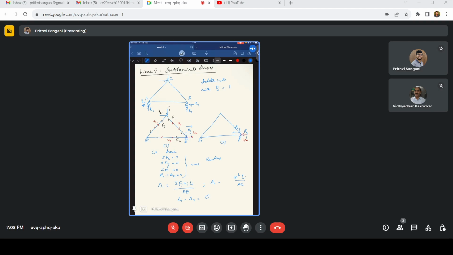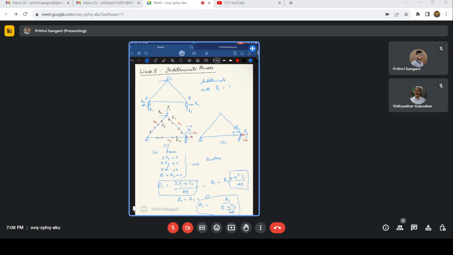So yeah, R4 times sigma U I square Li by AE. Okay. So delta 1 plus delta 2, you can find out this value, and you can also find out this value. So R4 will be delta 1 by UI square Li by AE.